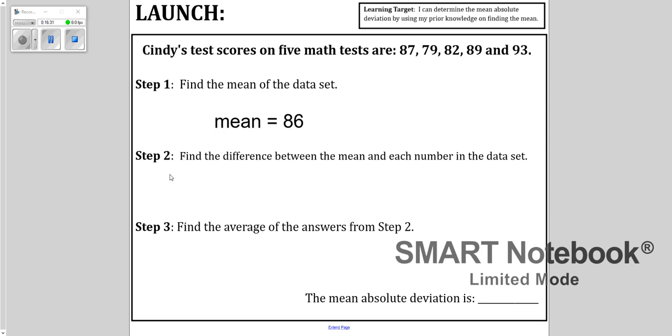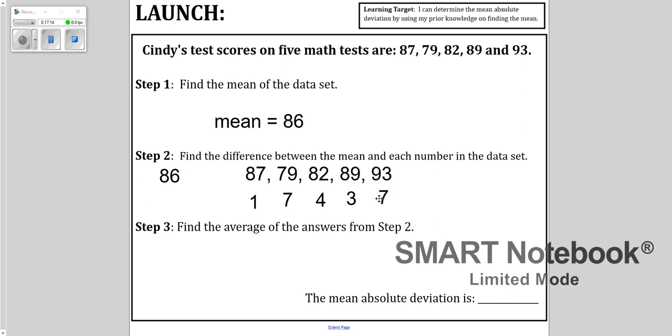So now I need to find the distance, the difference between the mean and each number. So I'm going to write down those numbers again. And now right underneath them, I'm going to write the distance that each number is from the mean. And remember that the mean is 86. So 87 is 1 away from 86. 79 is 7 away from 86. We do that by using subtraction. 82 is 4 away from 86. 89 is 3 away. 93 is 7 away.